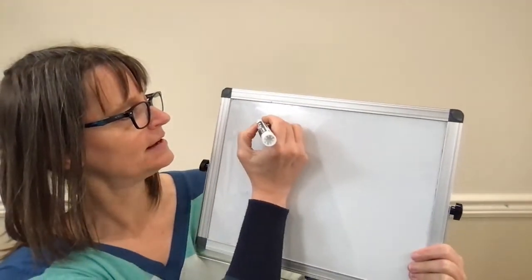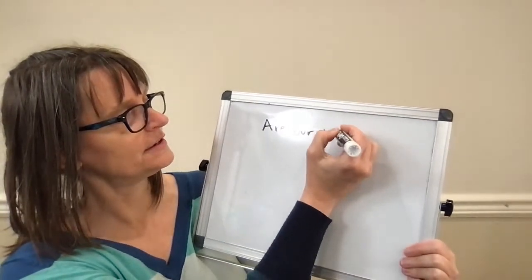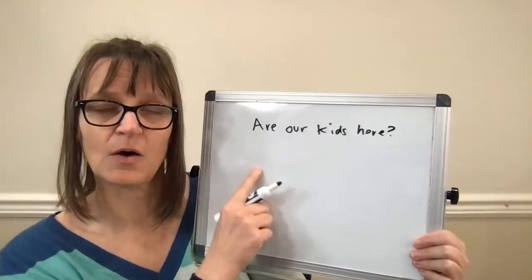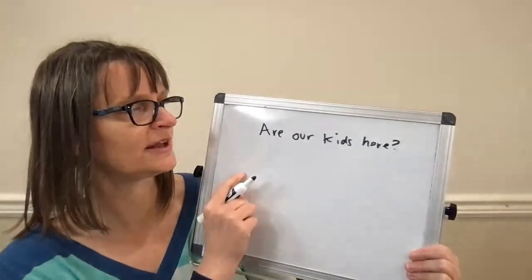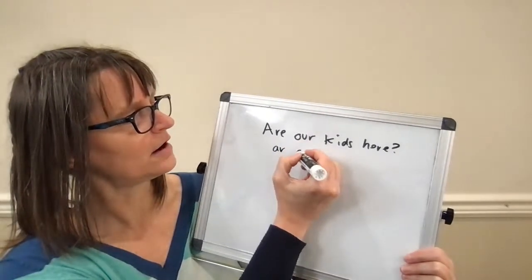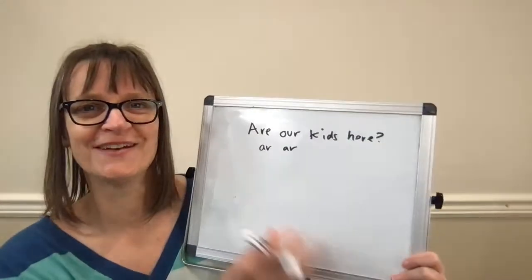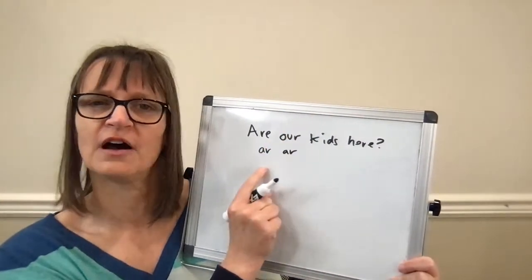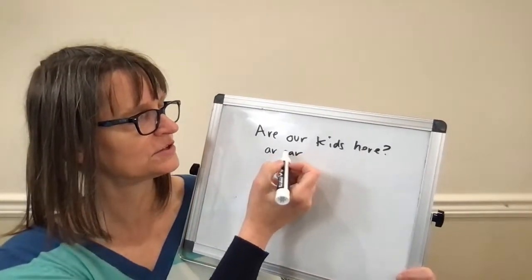If I'm saying, "are our kids here?" If I go slowly, I'm going to use "are our kids here?" If I'm going quickly, I might end up with "are our kids here?" It's too hard to do the "our," and so we do end up reducing this "our" to "are." "Are our kids here?" And so that reduction is okay.